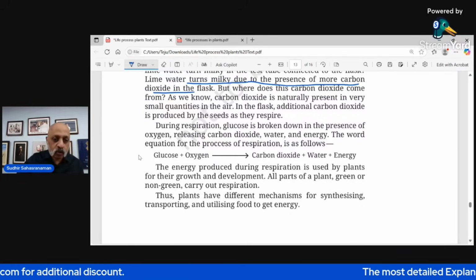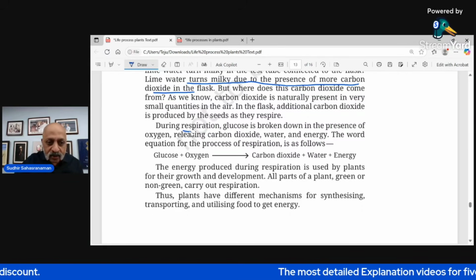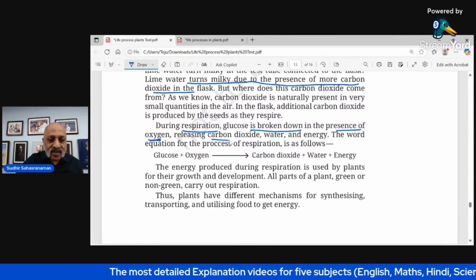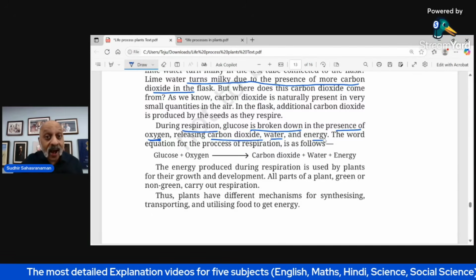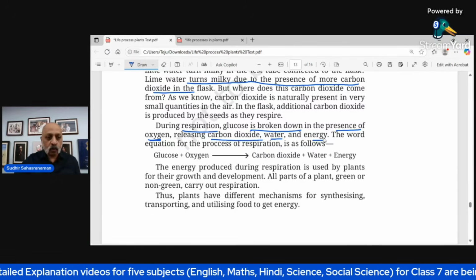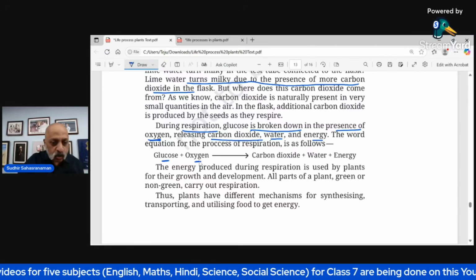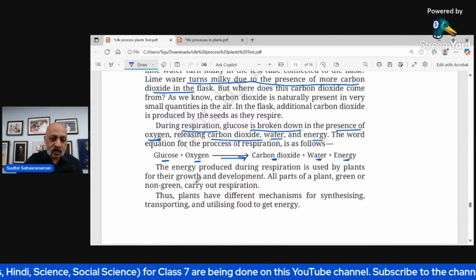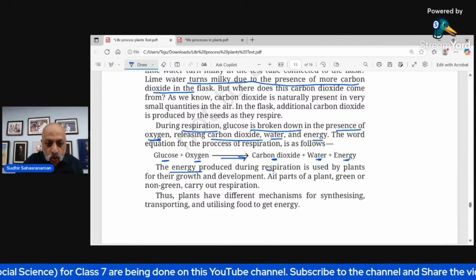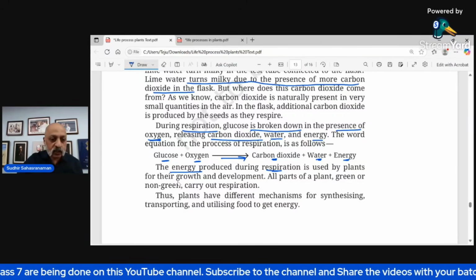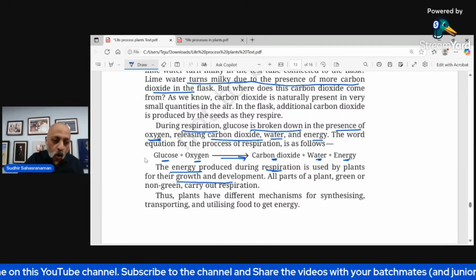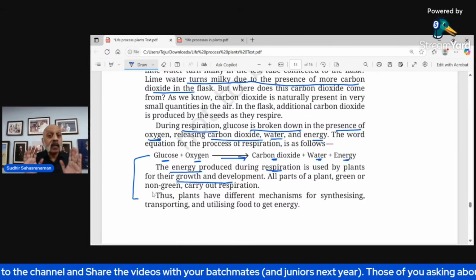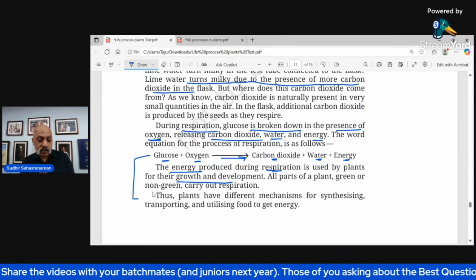So respiration is a little different from photosynthesis, and I will explain this with the help of my notes and my slides. During respiration, glucose is broken down in the presence of oxygen, releasing carbon dioxide, water, and energy, the energy that you need for your body. So glucose plus oxygen releases carbon dioxide plus water plus energy. The energy produced during respiration is used by the plants for their growth and development. And all parts of a plant, whether they are green or non-green, carry out respiration.